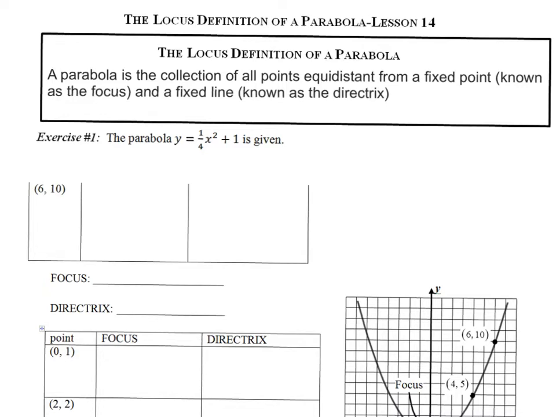Tonight we're going to learn a new definition for a parabola. This is called the locus definition of the parabola. You might remember that word locus from geometry last year.